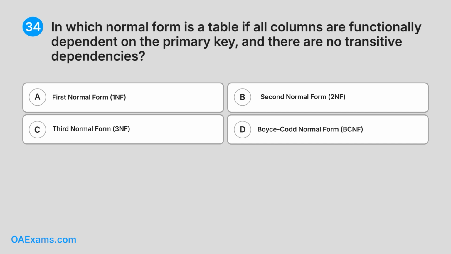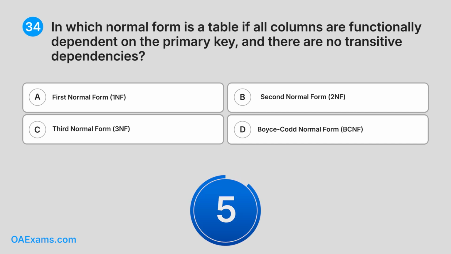A. First normal form, 1NF. B. Second normal form, 2NF. C. Third normal form, 3NF. D. Boyce-Codd normal form, BCNF. What do you think is the answer?